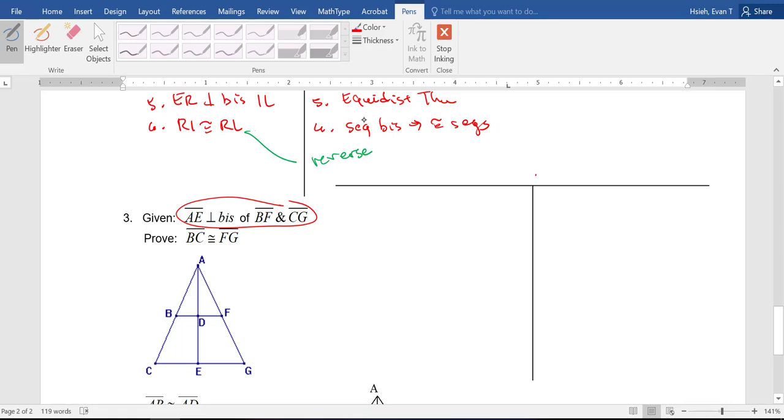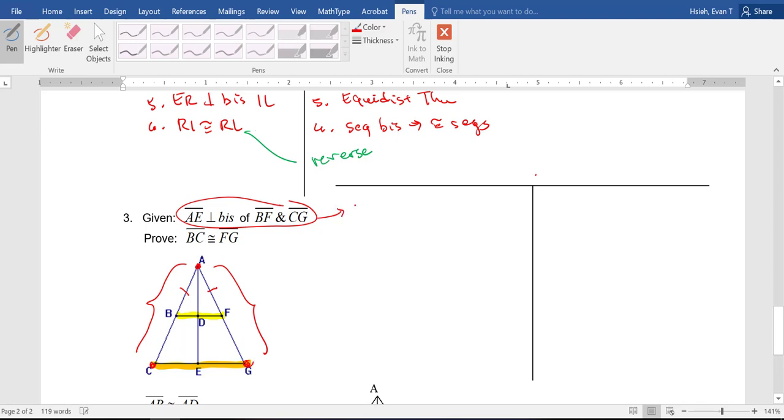AE is a perpendicular bisector of both of these. Okay, so it's a perpendicular bisector of this one, and it's the perpendicular bisector of this one. So if AE is the perpendicular bisector, then that means that this point is equidistant from the endpoints of the segment, and because it's also on the one that bisects the orange line, I also know that that's also equidistant. So it's congruent because A is equidistant from the endpoints of C and G.